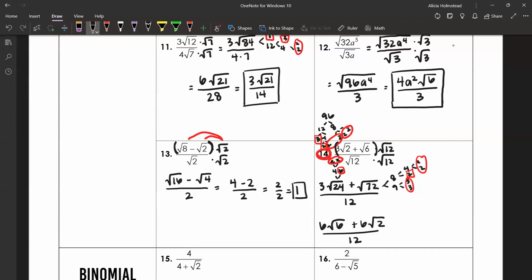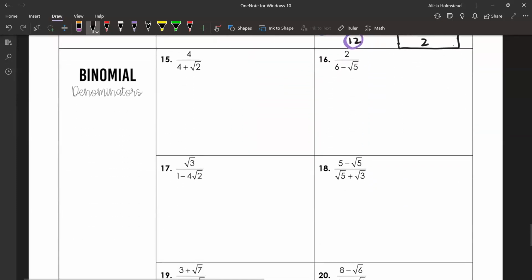And then notice right here that all 3 of these coefficients have a common factor, so this actually can be taken one step further. If you didn't notice that, that's okay. Their common factor is a 6, so you can divide all of those by 6. So you'll get 1 square root 6 plus 1 square root 2 over 2. That would be the most simplified form of that answer.